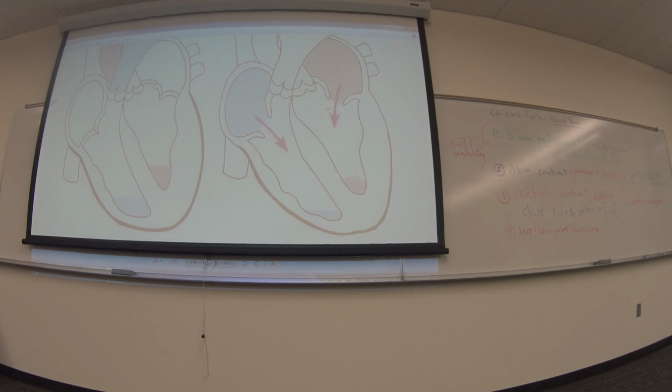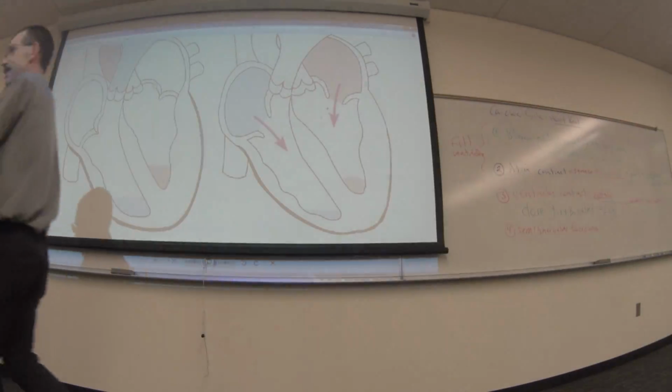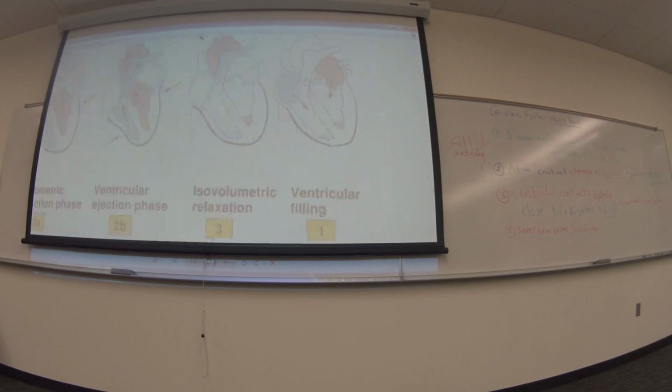So my heart then fills by gravity. I squeeze blood in. I squeeze and shut the door. The blood goes out. I shut the door. I redo it again, 72 times a minute. Thou shalt know these 8 steps. Make sense? All right. Let's go through it one more time.